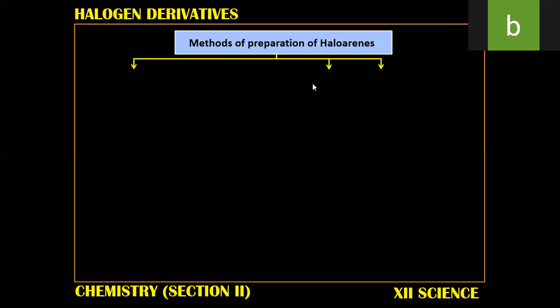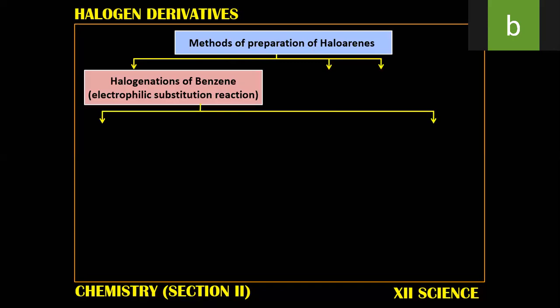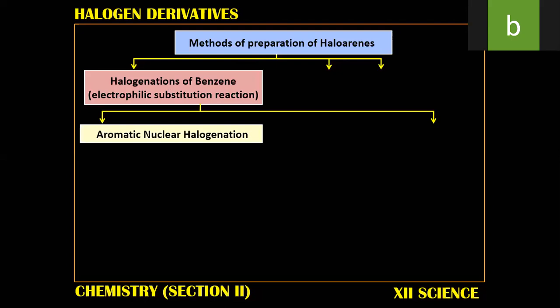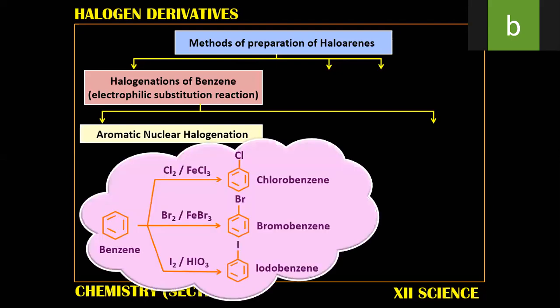Give the heading: method of preparation of haloarenes. In that, first category, halogenation of benzene. Roman number 1, you put halogenation of benzene. In that we have two parts. First one is aromatic nuclear halogenation, or instead you can write direct halogenation. Write direct halogenation, and copy down these three reactions.